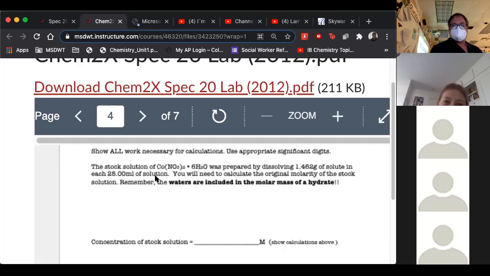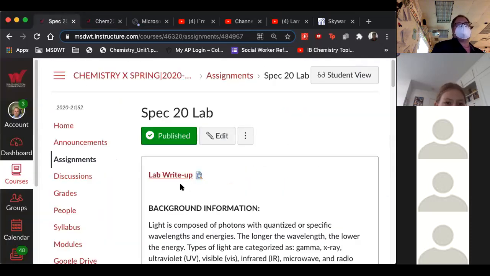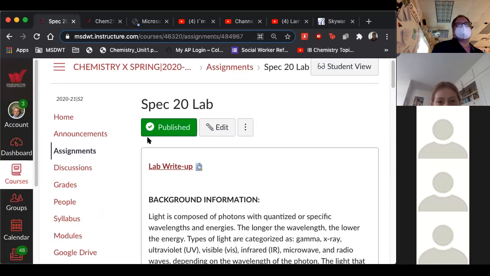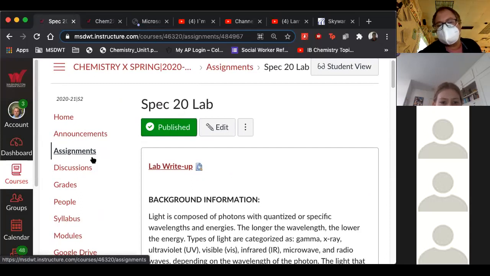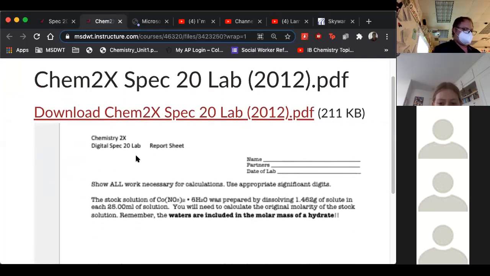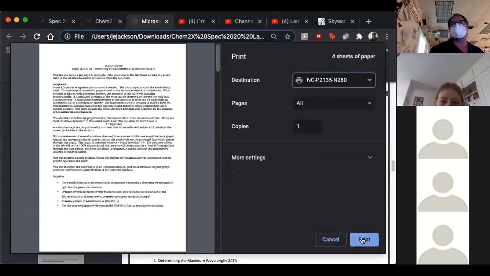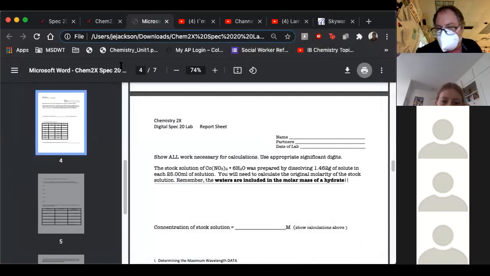Mr. Jackson, this packet I don't see on Canvas. This is actually under the laboratory. Okay. So it's under what's called the Spec 20 lab. It says it's published. And this is what we're doing next week, right? So I'm going to switch to this paper so I can work this problem out. Oh, it's letting me print now. Don't save as PDF, print to that. Boom. I'm gonna go grab that off the printer real quick, and then we'll solve it.